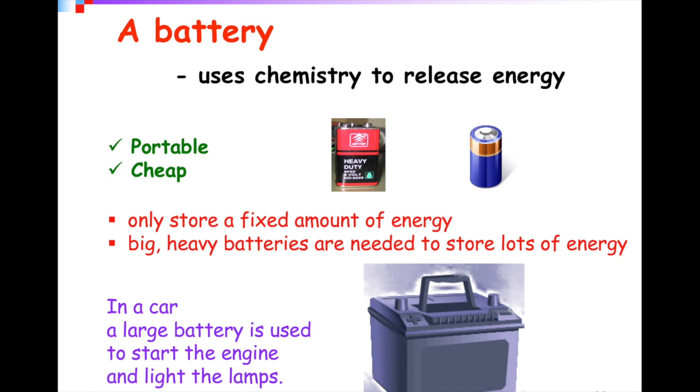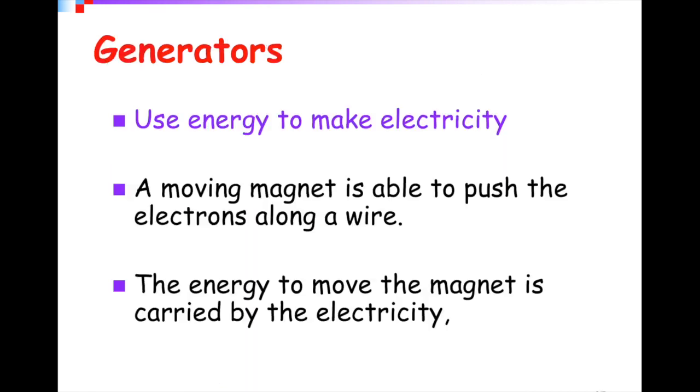So a battery is actually not a source of energy, it's just a place to store energy. Just imagine a tank full of water. If you want to use this water, you have to refill it again. But generators use energy to make electricity. It's a conversion. It converts mechanical energy to electrical energy.